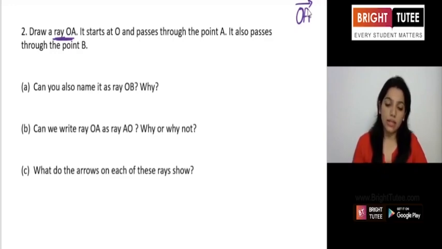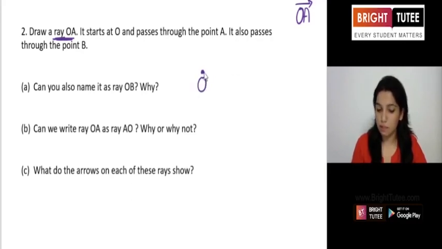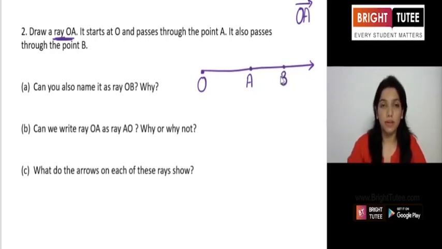Now, they are asking you to draw a ray OA which is starting at O and passes through the point A. It also passes through point P. Okay, let us try how we can draw this. Starting at point O, it passes through point A. So let's say this is point A. It also passes through point P. So I can draw a point P anywhere. Okay. So here O is the starting point. A is the point that it is passing through and it is also passing through point P. So this is how we can draw the diagram.